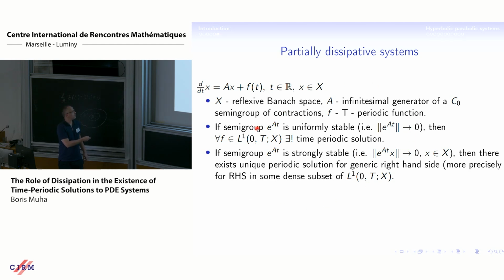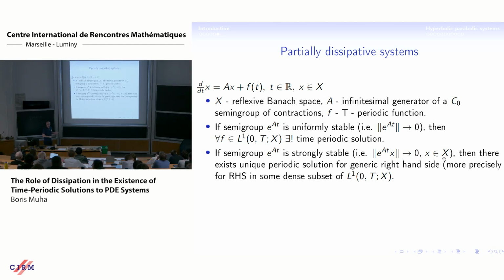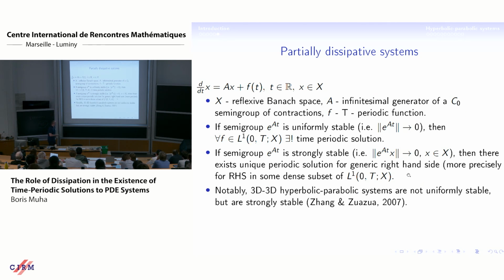Is it the first one? Because if this first theorem applies to our case, then everything is solved. But unfortunately, we are not in this case. Or fortunately, however you want to look at it. We are in this second case. And that's a result from Zhang and Zuazua from 2007, where they consider this parabolic system, the heat wave system. I'll introduce it here and show they are not uniformly stable.